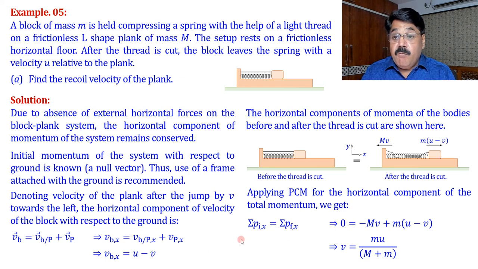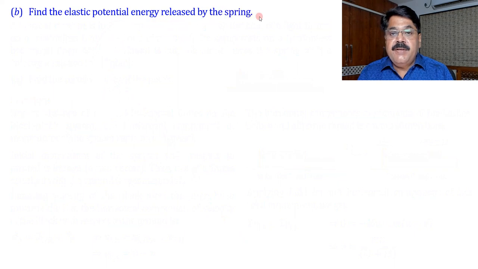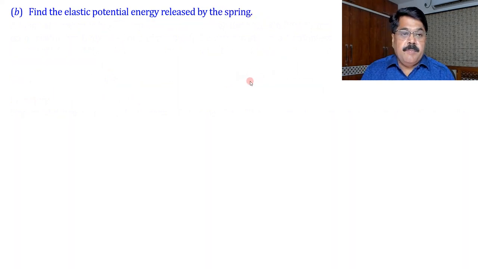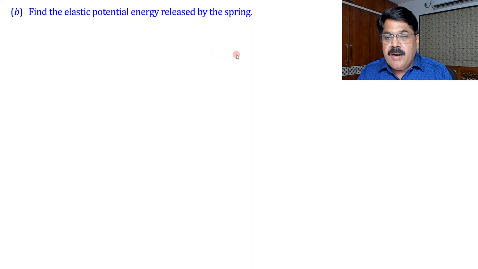Now let us see what part B is. Find the elastic potential energy released by the spring when the thread is cut. The plank and the block both acquire some kinetic energy. From where did this kinetic energy come? This kinetic energy came because of the spring. So the total kinetic energy will be equal to the potential energy which was stored in the spring and has been released.